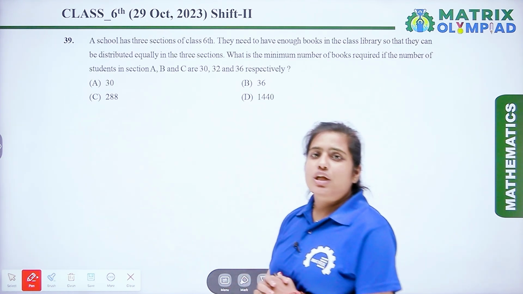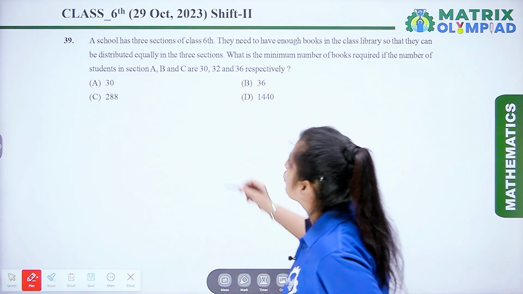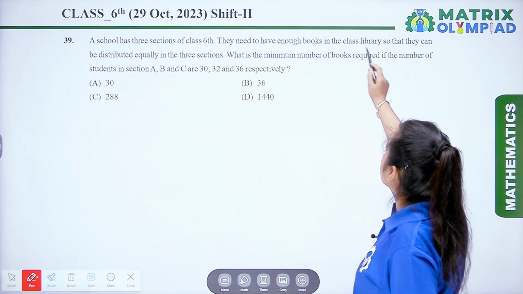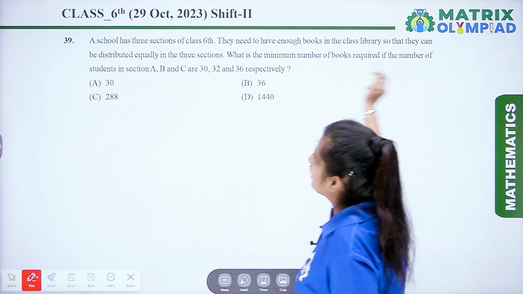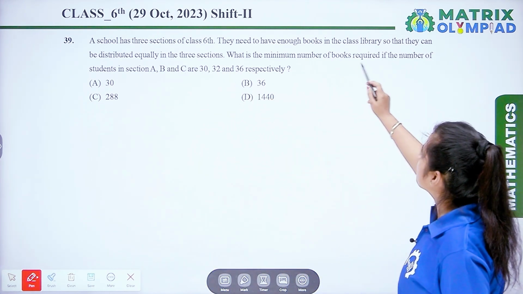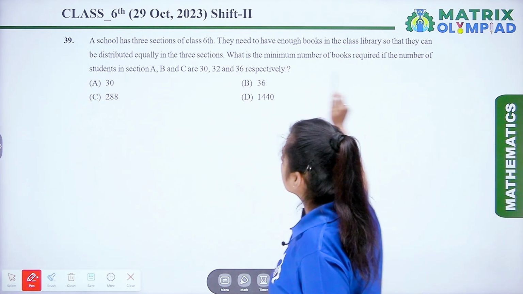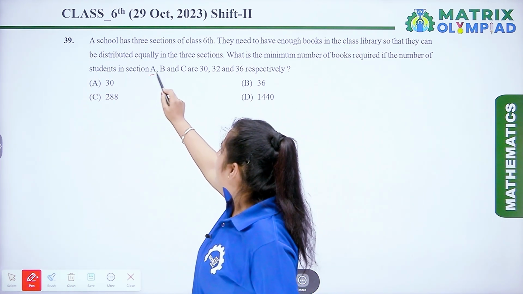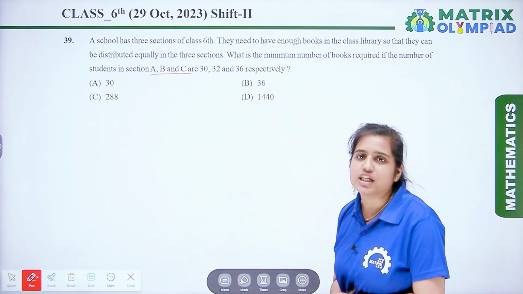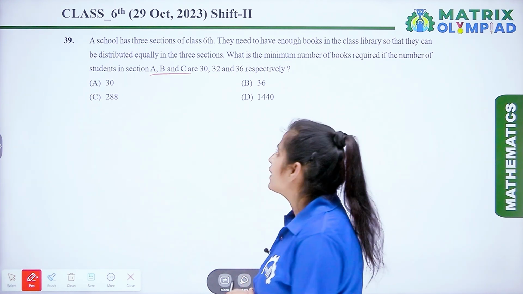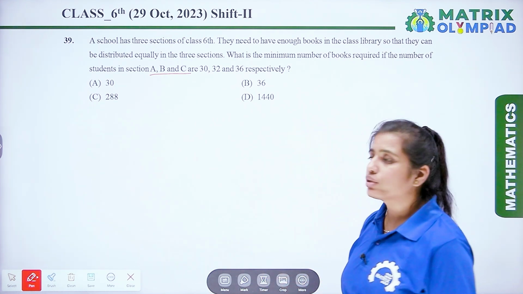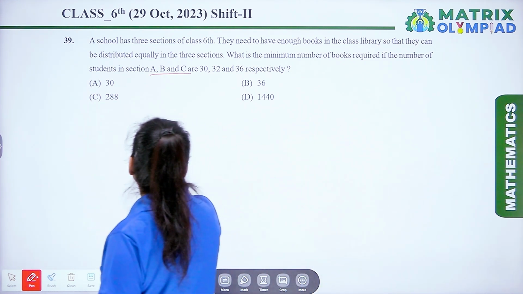Now the next question is question number 39. A school has 3 sections of class 6. They need to have enough books in the class library so that they can be distributed equally in the 3 sections. What is the minimum number of books required if the number of students in sections A, B and C are 30, 32 and 36 respectively? So here we have to find the LCM of these 3 numbers to find the total number of books required by these 3 sections.